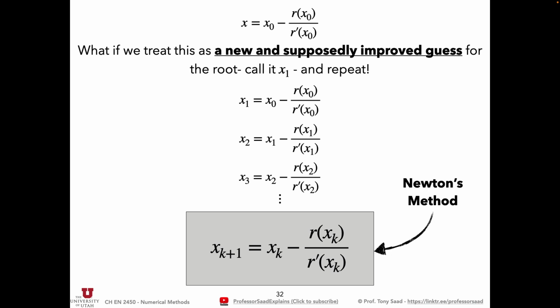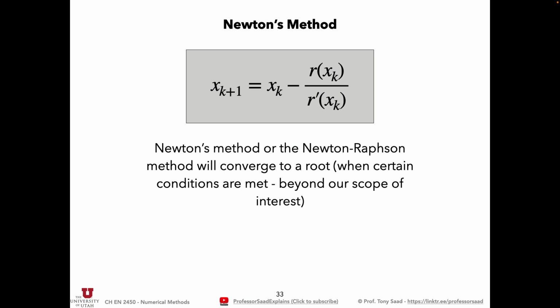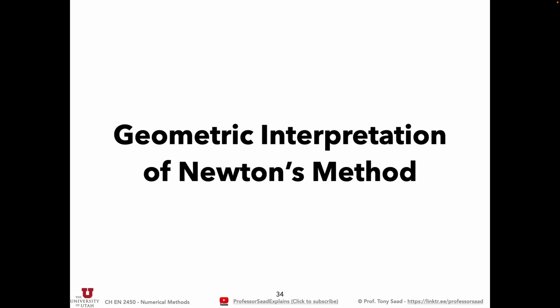Okay, got 3 minutes. This is called Newton's method. Newton's method, or the Newton-Raphson method, will converge when certain conditions are met. So it's not always going to converge. But I will explain to you the geometric interpretation, and next week we can go into a little more detail where we show that Newton's method sometimes does not converge if the initial guess is bad, and the iterates can get stuck in a loop.